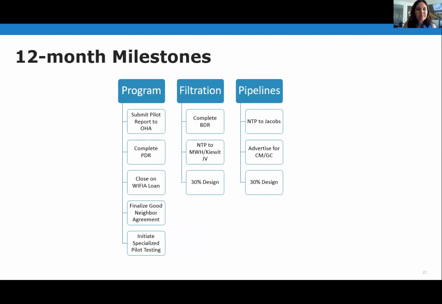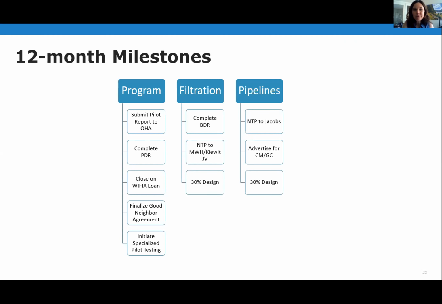In terms of what's happening over the next 12 months, I've broken it up into program, filtration, and pipelines. So from the program perspective, the pilot report will be submitted to OHA in October. We'll complete the project definition report this fall as well, close on that WIFIA loan. October is going to be a very busy month now that I look at all these dates. Finalize our good neighbor agreement, and we just started this month initiating specialized pilot testing.